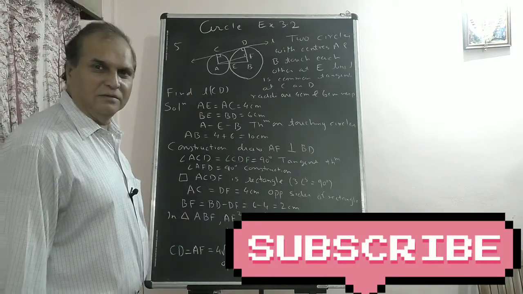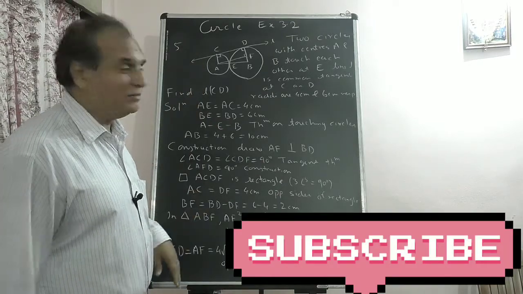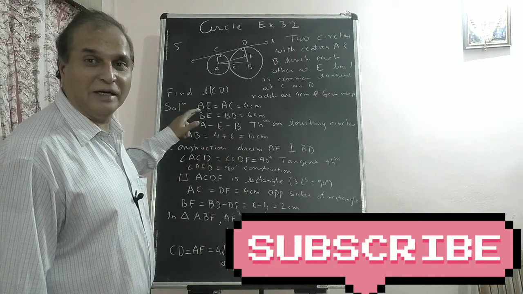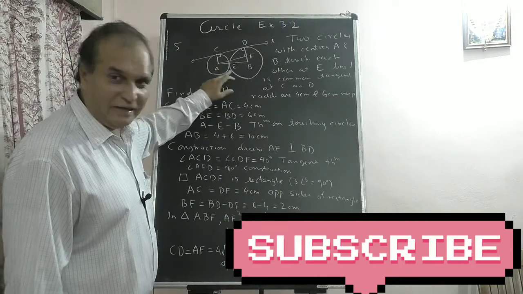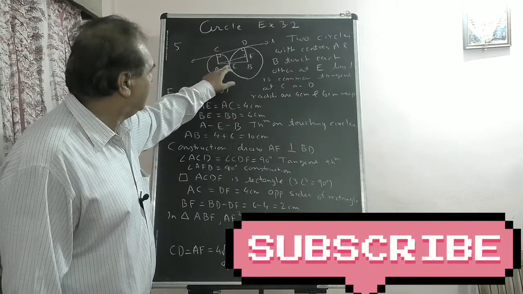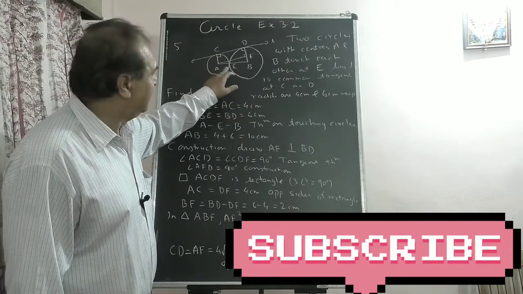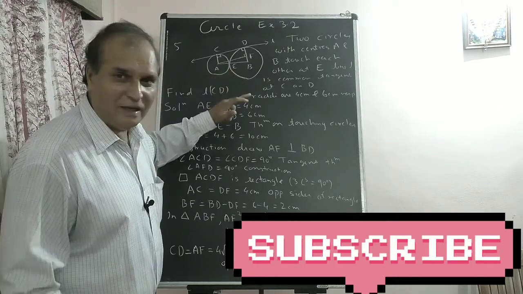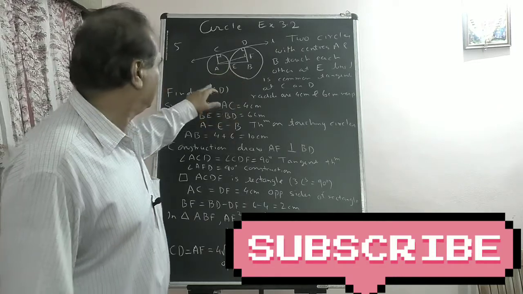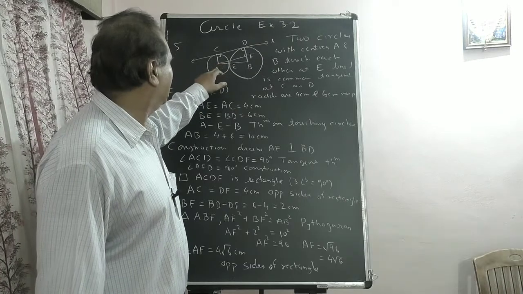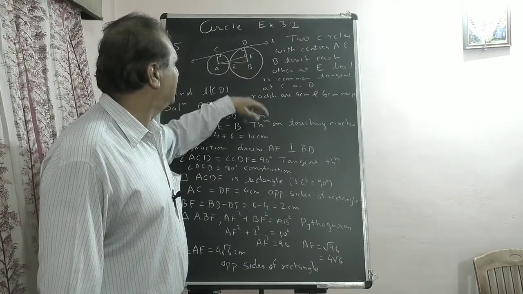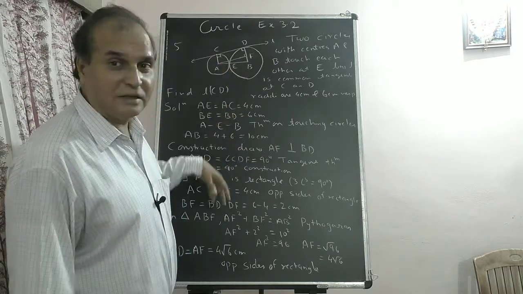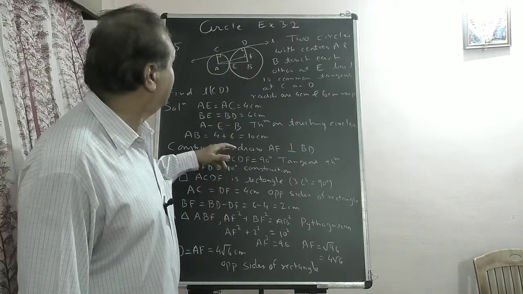Figure is given. Okay. Not a difficult sum. Don't take tension. Just look at the figure. Two touching circles, centers A and B. Okay. E is the point of contact. It means AB is AE plus BE, R1 plus R2. Simple. This is a construction I have done. AC radius is given as 4 cm. This radius BE equals BD, 6 cm. Bigger circle 6 cm. This much is given.